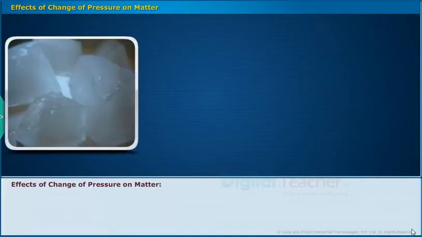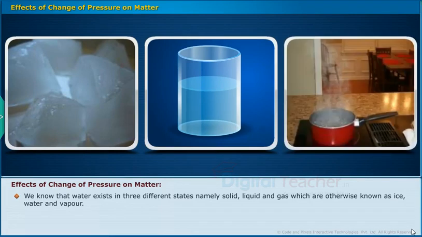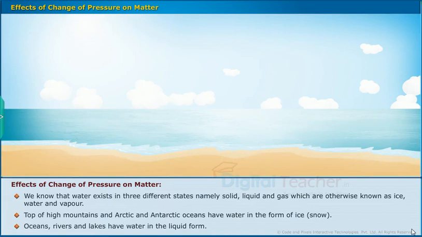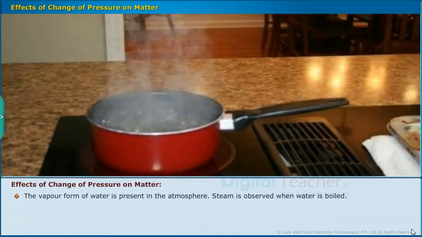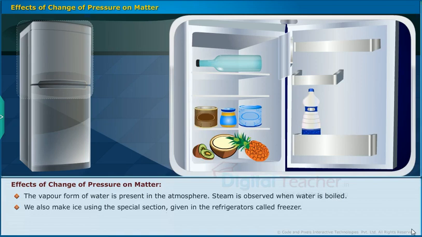Effects of change of pressure on matter. We know that water exists in 3 different states, namely solid, liquid, and gas, which are otherwise known as ice, water, and vapor. Top of high mountains and Arctic and Antarctic oceans have water in the form of ice, that is, snow. Oceans, rivers, and lakes have water in the liquid form. The vapor form of water is present in the atmosphere. Steam is observed when water is boiled. We also make ice using the special section given in refrigerators called freezer.